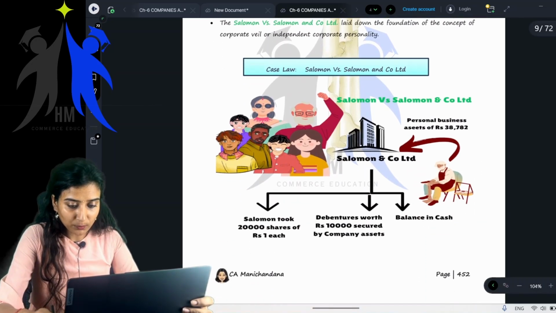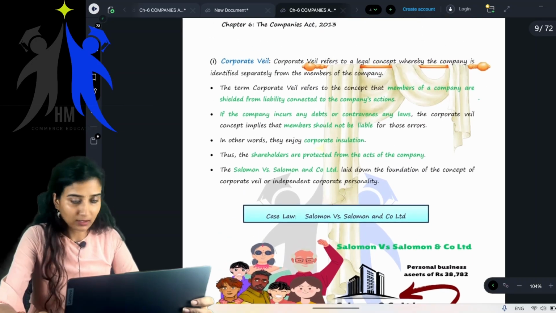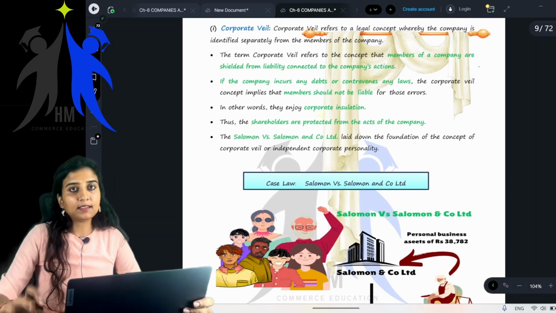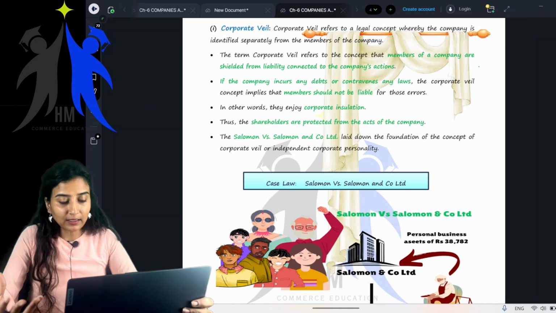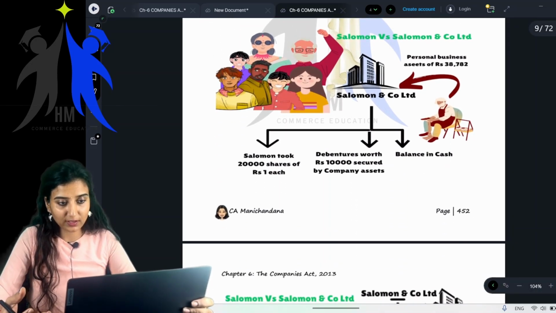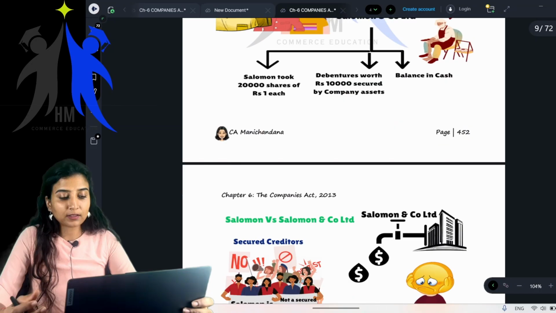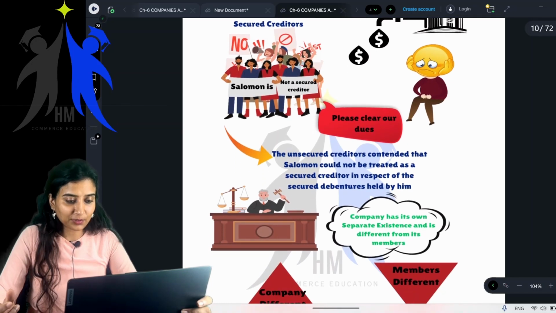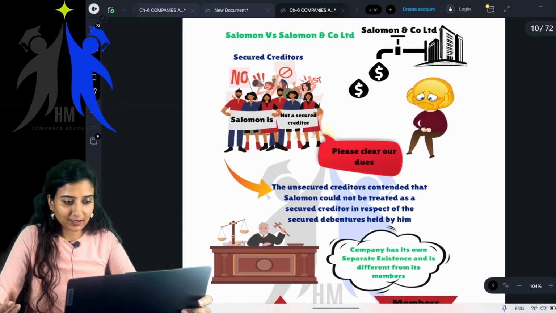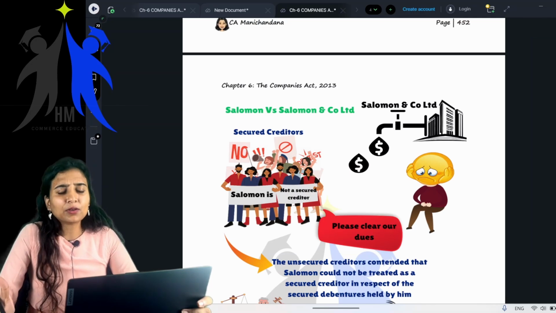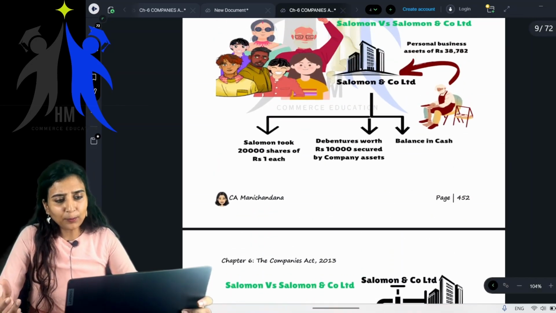This book, I have not deviated anything from your institute material. It's exactly the same. It's just that I have added these pictures, which you can see. I've tried to represent the case laws so that it's easier for you to study, and it's not boring. Whenever you study, the book should be interesting.